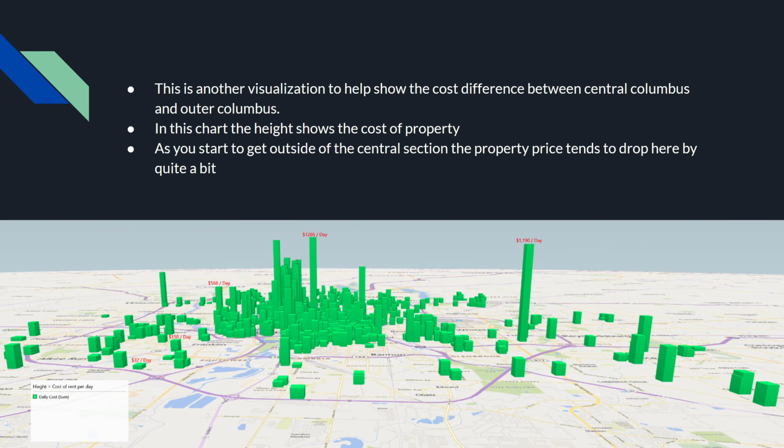This other visual is just another visualization that shows the cost difference between central Columbus and the outer area for Airbnbs. The higher the price, the higher the bar, as you can see on the labels. The highest price is almost $1,300, $1,286, and the outskirts going all the way down to $32 a day.